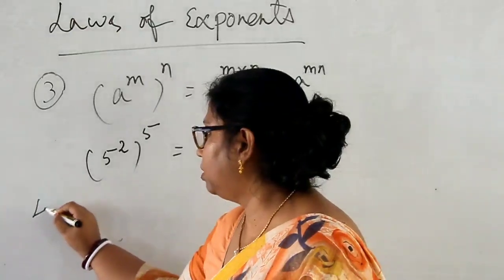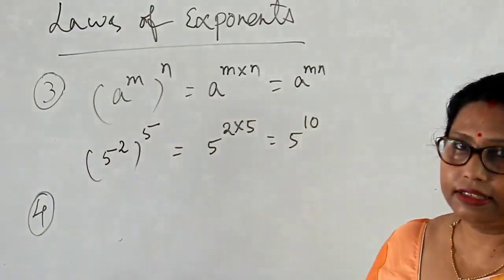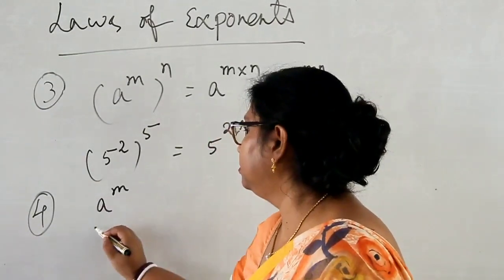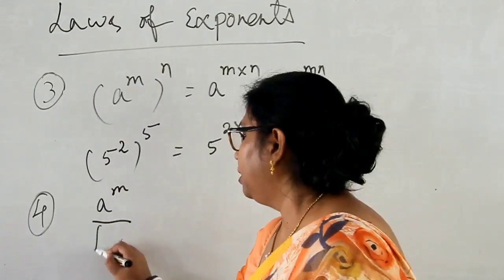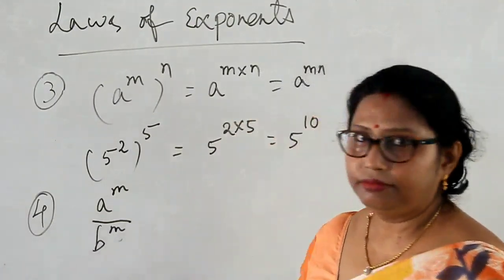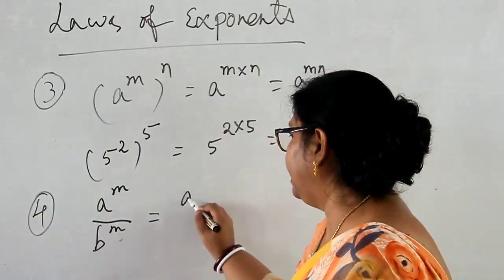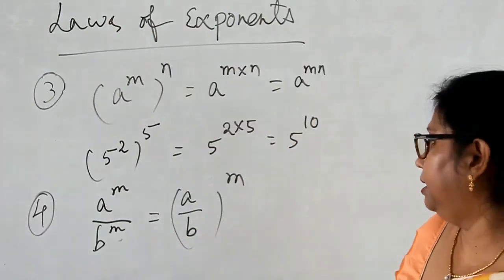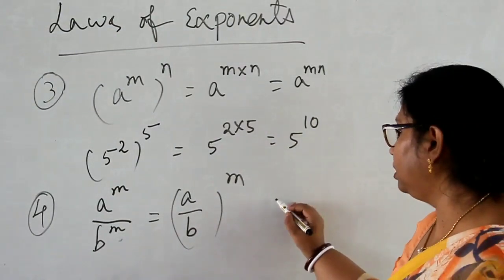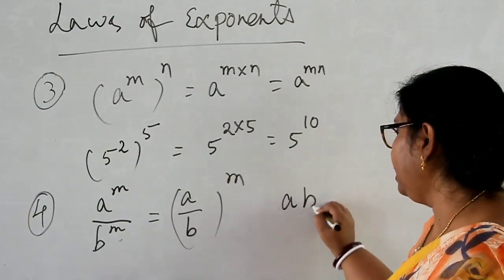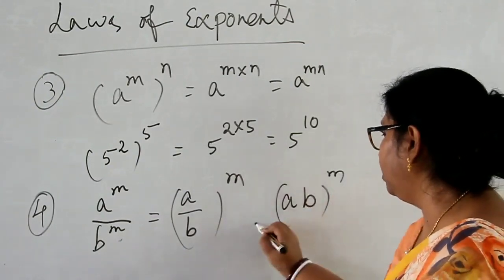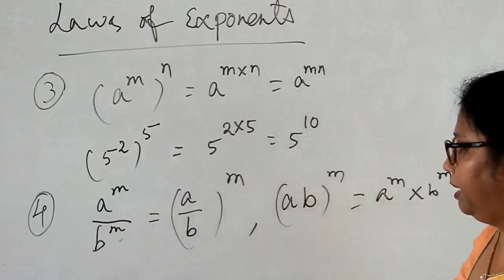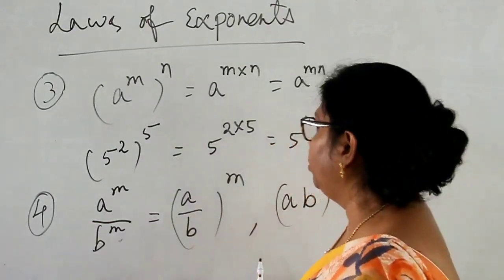Next, we are going to have the law of index that a to the power n divided by b to the power n can be written as a by b whole to the power n. Similarly, we can have it for multiplication, where a b whole to the power n is equal to a to the power n into b to the power n. For this we can take a few examples.